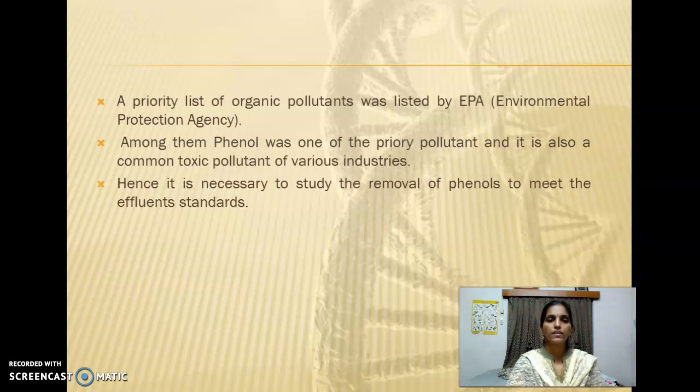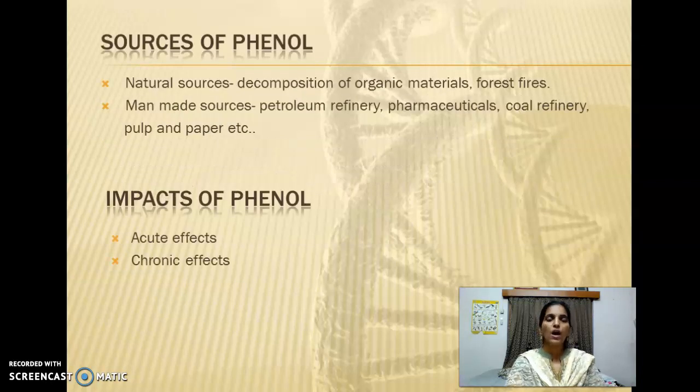There is a necessity to meet the standards for effluents given by the EPA, as phenol causes hazards to both flora and fauna, that is, to plants and to animals. From where do we get phenol? It comes from natural sources, that is, the decomposition of organic materials and forest fires. And as I said before, from industries like petroleum refinery, pharmaceuticals, coal refinery, paper and pulp, varnish industries, steel industries, etc.